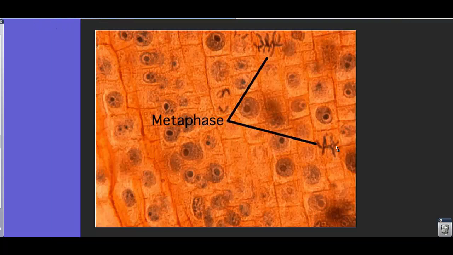In metaphase, this is probably the easiest one to see under a microscope. You'll see all the chromosomes lined up directly in the middle of the cell.